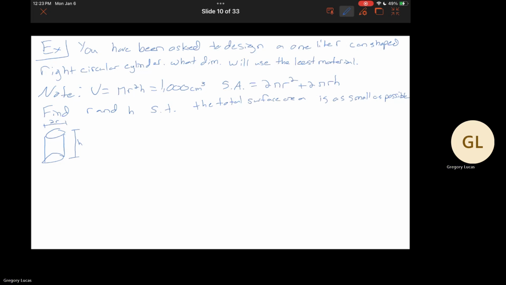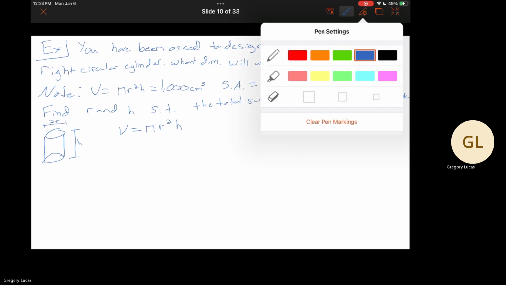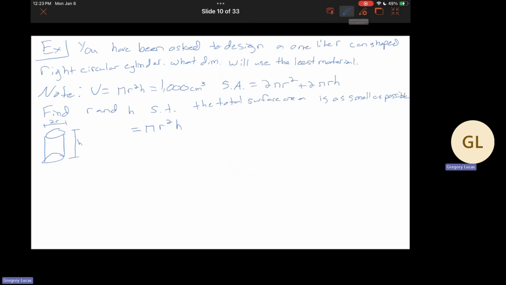So let's start with our volume. So volume equals pi r squared times h. But instead of volume, in this case, we know it's 1,000. So we'll just look at 1,000 equals pi r squared h. And let's rewrite this. Let's solve for h. So we'd have h equals 1,000 divided by pi r squared. Okay. Now that we have one variable, we can plug it into our surface area. So if surface area is 2 pi r squared plus 2 pi rh, we plug it in for h. So we have 2 pi r squared plus 2 pi r, and then we have 1,000 over pi r squared. So just a little bit of a substitution there.